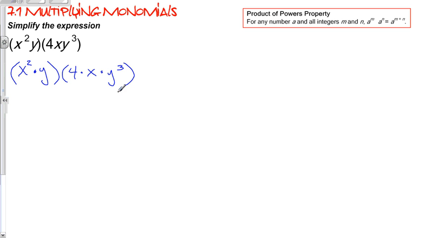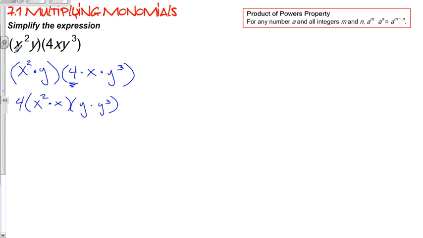And then using the commutative property that we talked about way back at the beginning of the school year, we can rearrange all of these terms and it's not going to impact our answer at all. So we're going to combine our like terms. We only have one constant, so we can put that out in front. Now we can combine both of our x terms. We have x squared times x. Then we have our y variable terms, which is y times y cubed.